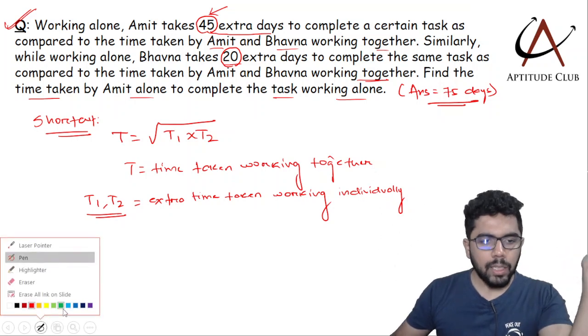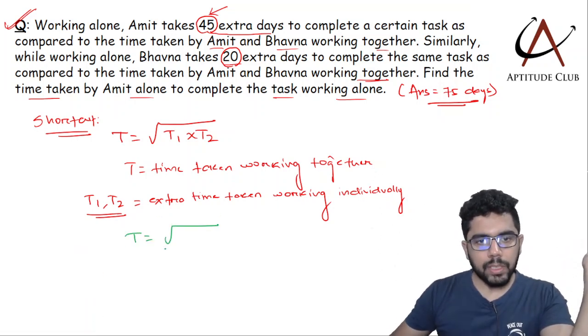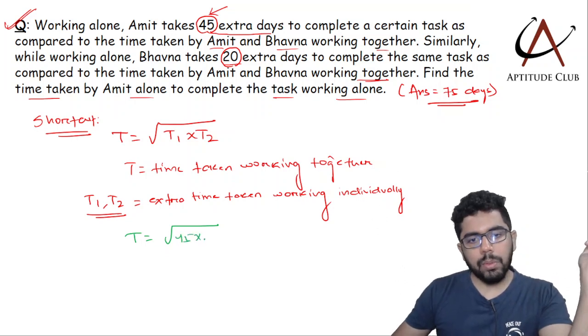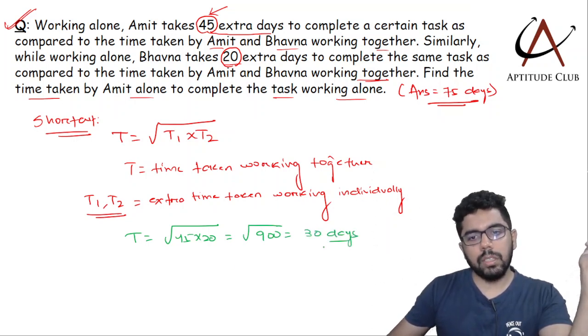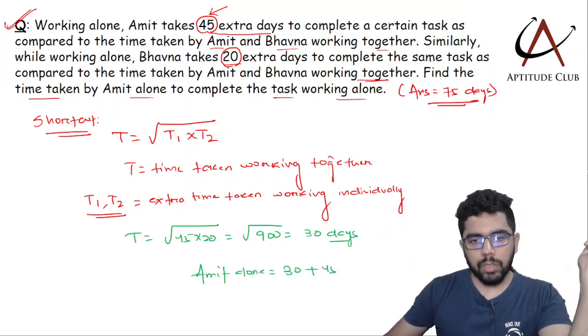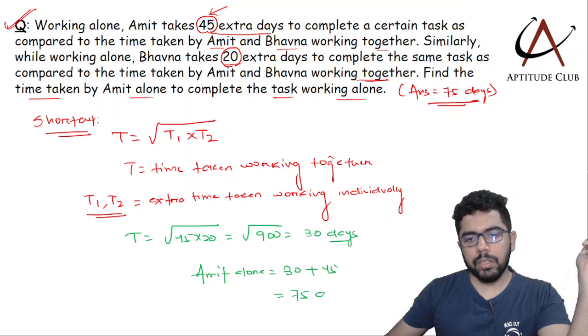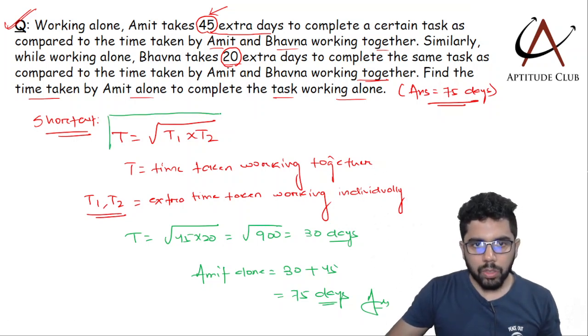Once you know that, then the question is simple. I can directly write T. I see 45 extra days in case of Amit and 20 extra days in case of Bhavna. So square root of 900, I get 30. Once this is 30, what is the time taken by Amit alone? It is 30 plus 45, 75 days. Within 10 seconds we can solve this. So this is the shortcut, very important shortcut.